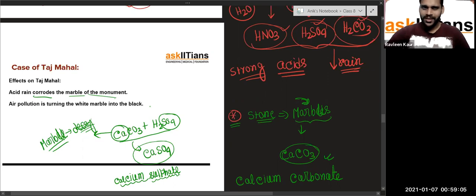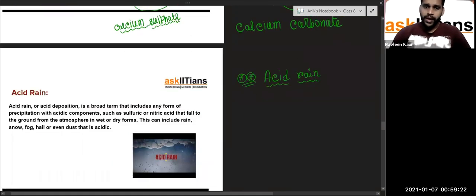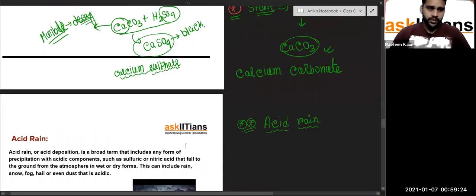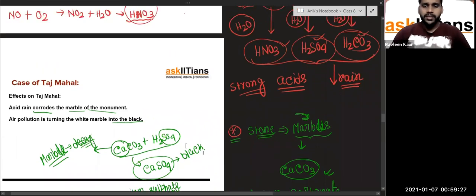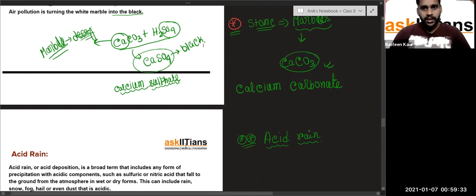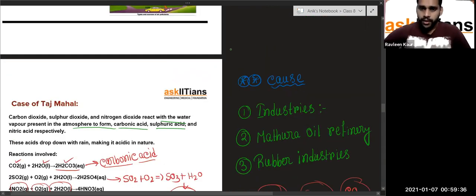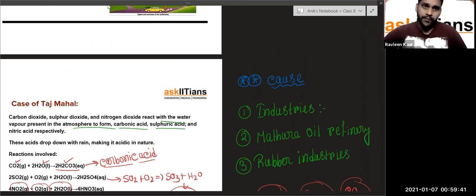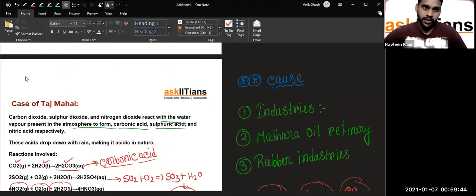Now, air pollution is turning white marble into black. So this has the color black, and it is getting converted into a black substance in this way. Now, let me discuss the different reasons, the causes why this is happening, and why only the Taj Mahal is getting affected to that extent. What is the reason behind it?